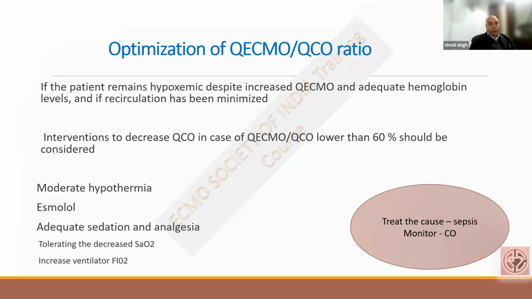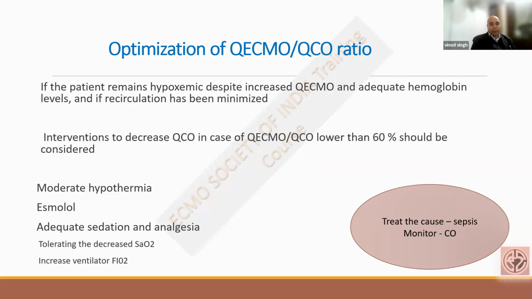Now, as I told you, in any case, if the ECMO output is lower than the cardiac output, like 40% ECMO and 60% the cardiac output, the optimal should be 60% of the cardiac output. For example, with a 10-liter cardiac output, 6 liters should go from the ECMO. So what options do we have?